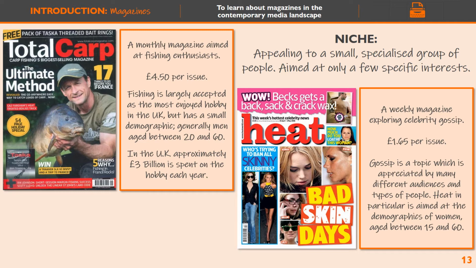So what we have here are examples of magazines that target niche audiences. They appeal to only a small specialised group of people. Now that's not to say that's not a lot of people. There are a lot of people that like fishing, but they are all generally the same type of person, the same demographic. So niche audiences are small specialised groups. The opposite to that would be a mass audience where you appeal to lots of different types of people.